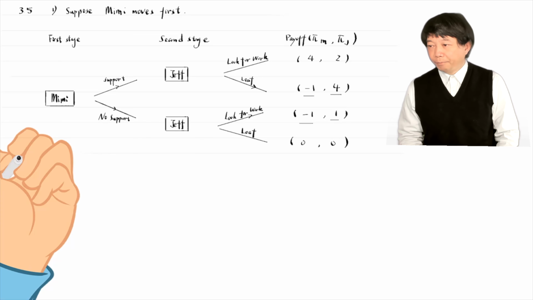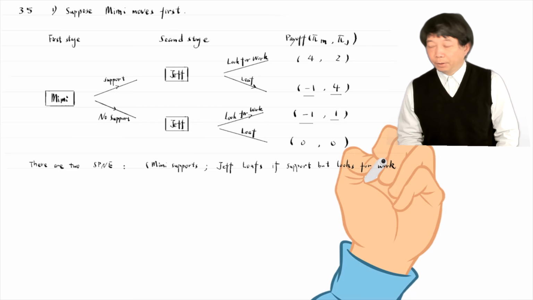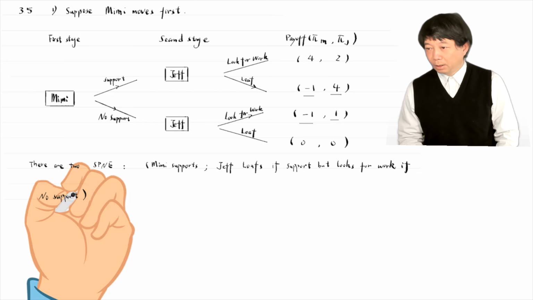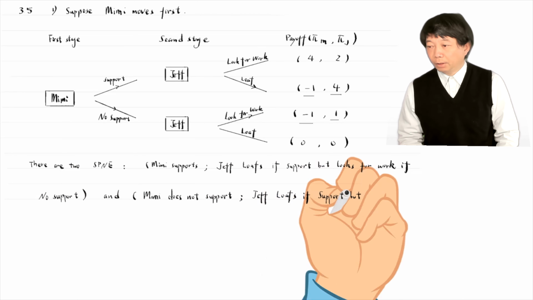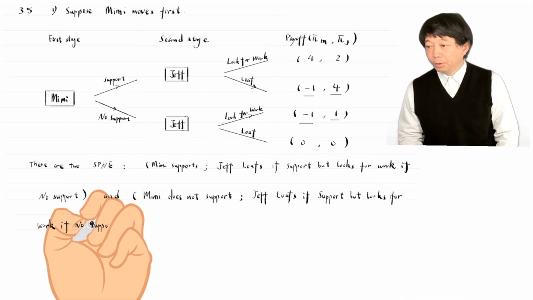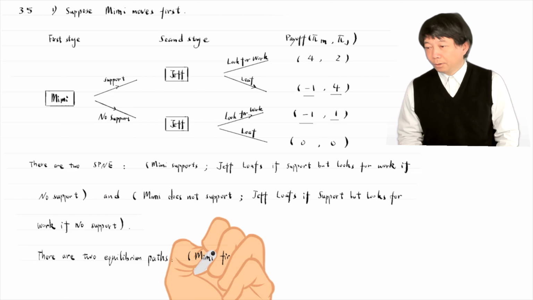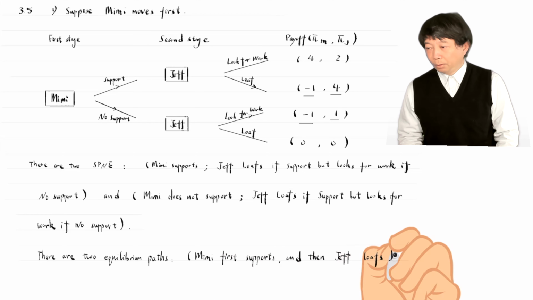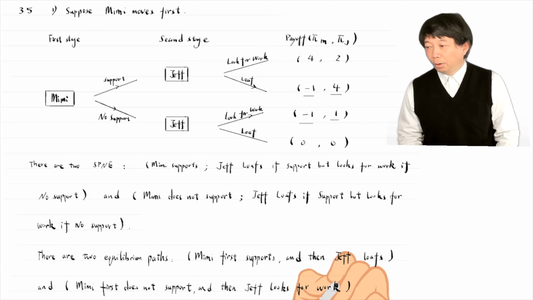There are two subgame perfect Nash equilibria. Mimi supports her son. Jeff loafs if his mother supports him, but looks for work if his mother does not support him. Another subgame perfect Nash equilibrium is that Mimi does not support her son. Jeff loafs if his mother supports him, but looks for work if his mother does not support him. The two equilibrium paths are that Mimi first supports her son, and then Jeff loafs. And Mimi first does not support her son, and then Jeff looks for work.